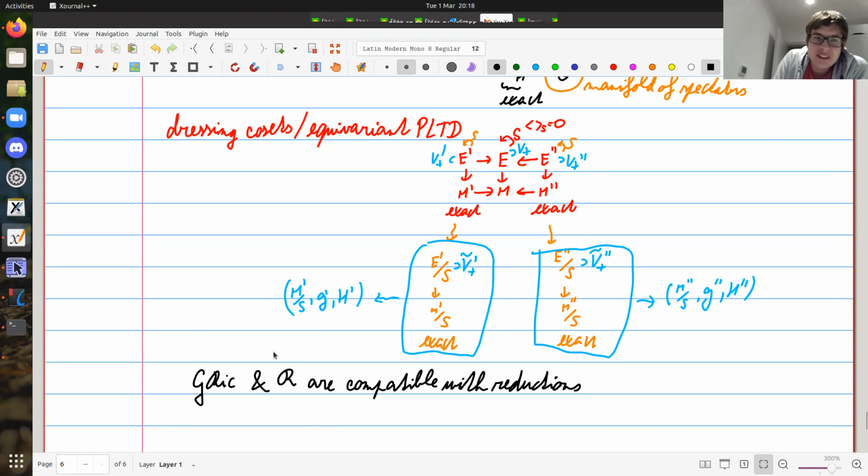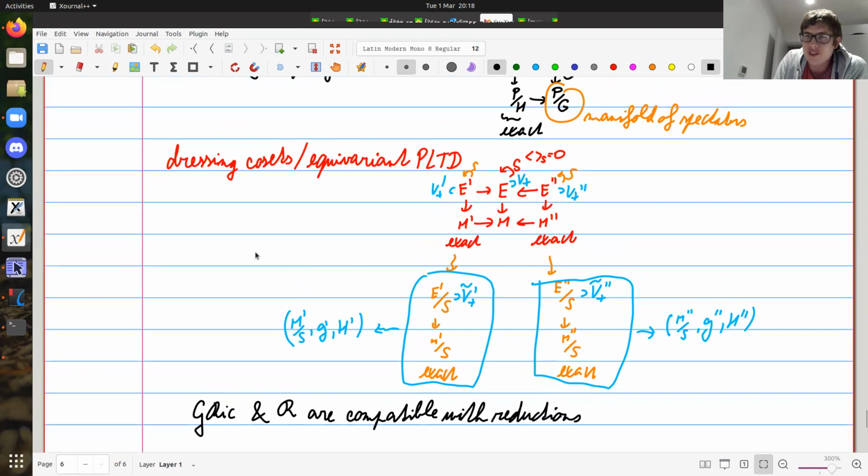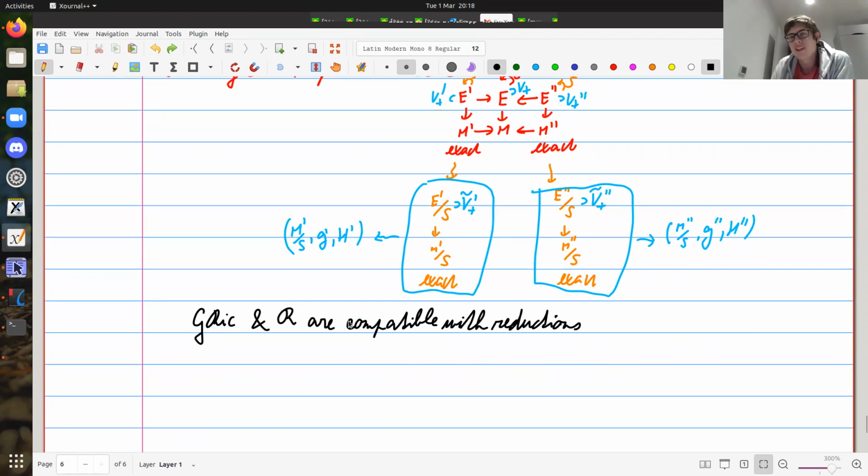But yeah, as you see, it's technically more involved because it involves both pullbacks and reductions. So one has to talk about both of them to introduce them. But the advantage of this dressing coset or this equivariant Poisson-Lie duality is that it gives you a class of dual models, which is much, much wider than just the ordinary one, the case of these Poisson-Lie dual things.